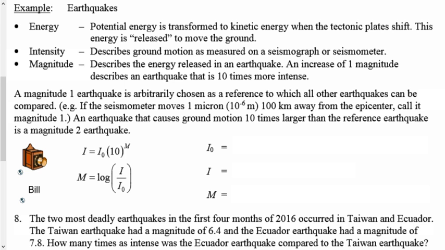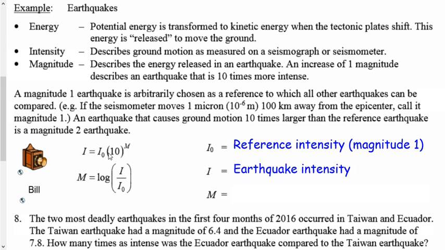So here are two fairly typical types of equations that we're given. This first one is looking at intensity. This I sub 0 is the reference intensity, so for magnitude 1, and then I would be the intensity for some mystery earthquake that has a magnitude of m. And that's often the Richter number, the Richter scale, that was created by, I can't remember his first name, but Richter was his last name, apparently.